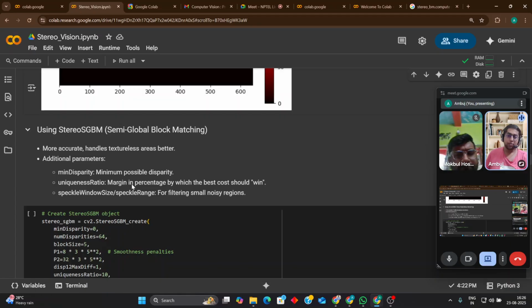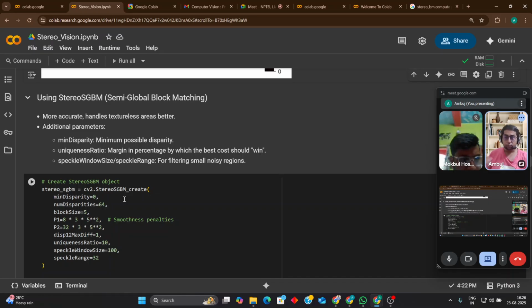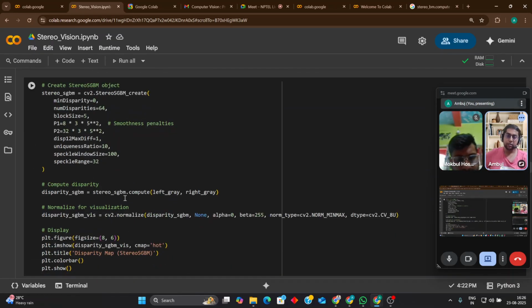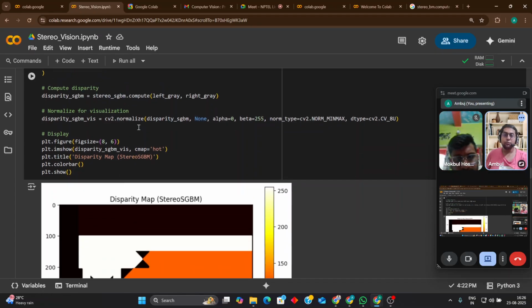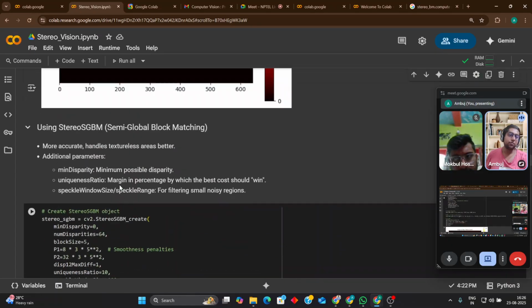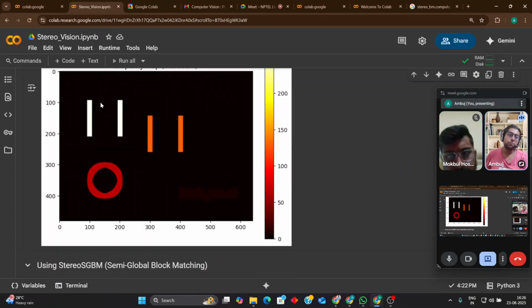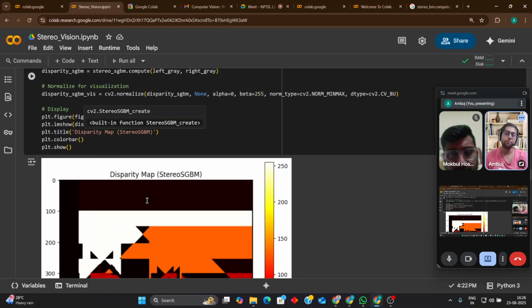Now after this particular thing is done, I am creating another stereo SGBM object, and then I am computing the disparity, then I am normalizing for visualization, and I am doing another thing. Okay, this thing I have already done previously, but previously the disparity between interpixels I haven't calculated. That I am calculating in this particular step.